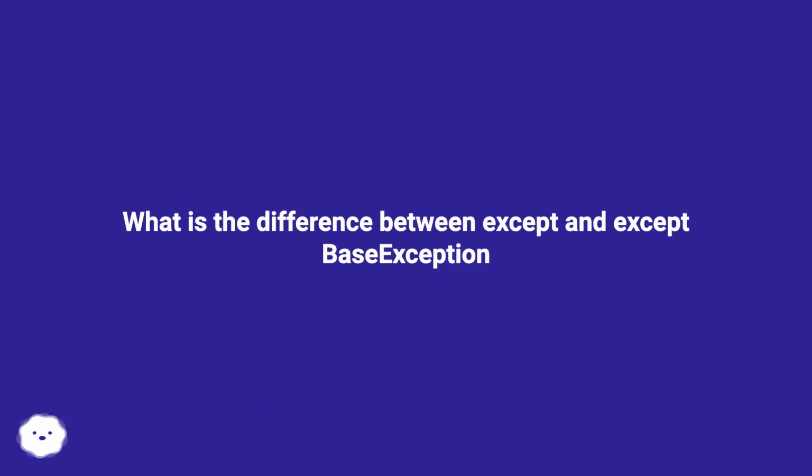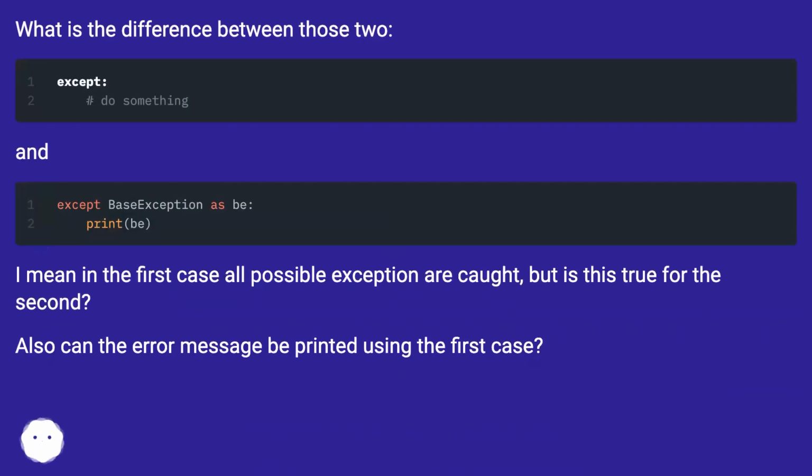What is the difference between except and except BaseException? What is the difference between those two? I mean, in the first case all possible exceptions are caught, but is this true for the second? Also, can the error message be printed using the first case?